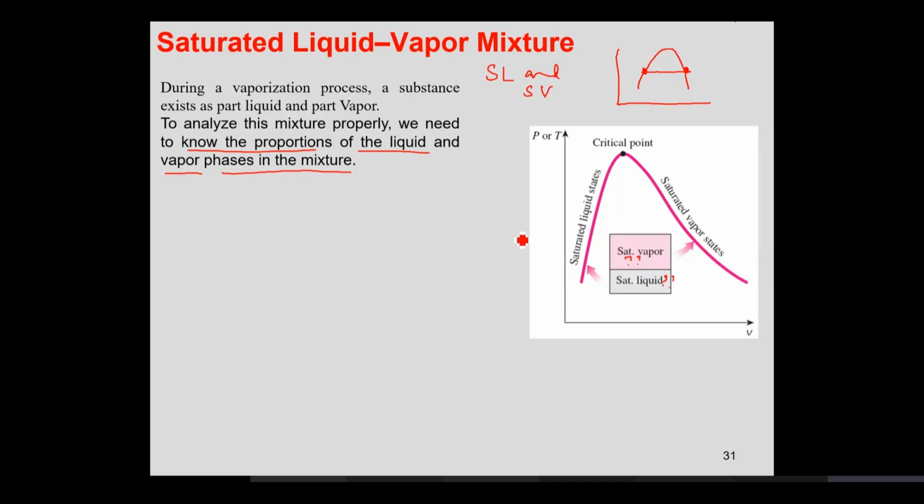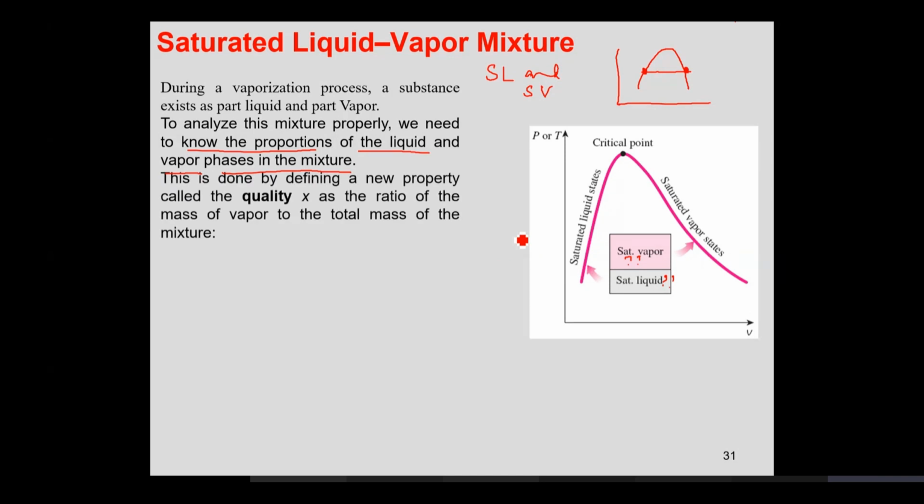In order to do so, you define a new property which is termed quality and defined by the symbol X, and it is the ratio of the mass of saturated vapor to the total mass of the mixture. So it is nothing but mg, which is the mass of saturated vapor, divided by mt, which is the total mass of the mixture. Clear?